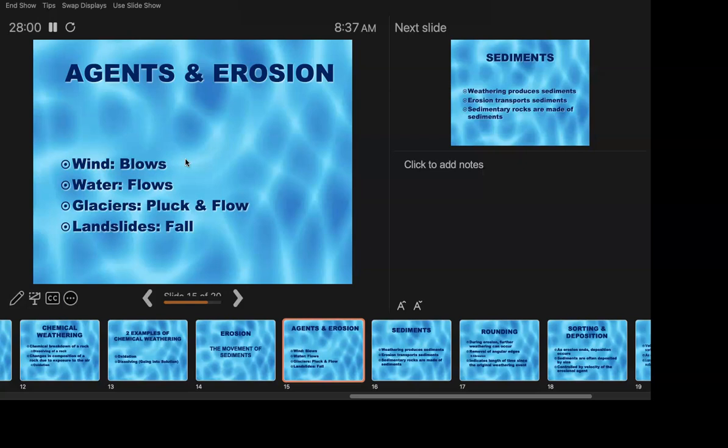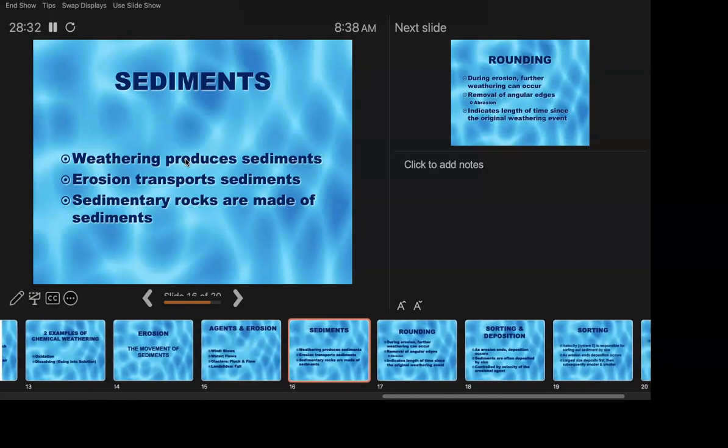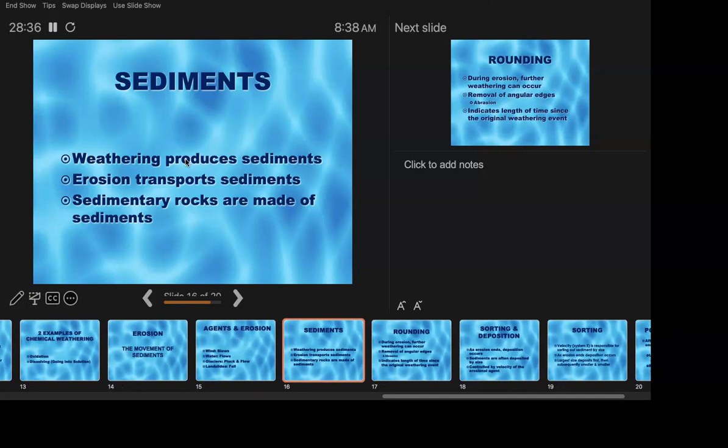If you were wondering about gravity earlier, I was talking about stuff falling. Remember landslides? That's an amazing example of gravity being an eroder as well as a weatherer. So this is how these agents move things. Remember, erosion is movement. If you still haven't put it all together, weathering produces sediments. Erosion transports sediments. And, dun, dun, dun, sedimentary rocks are made of sediments. Couldn't have a better synopsis if you tried.